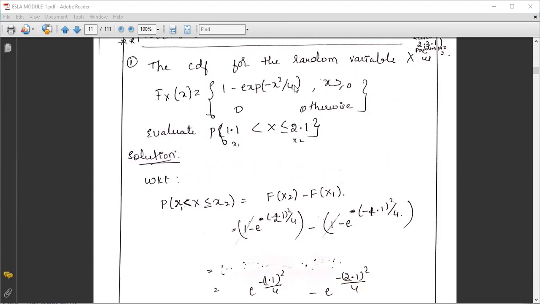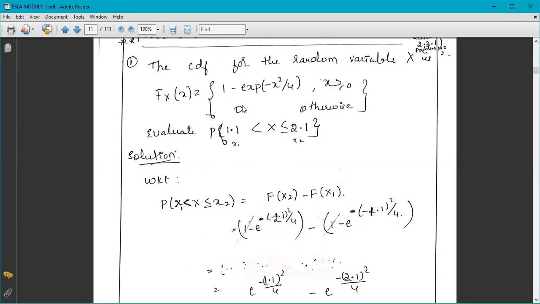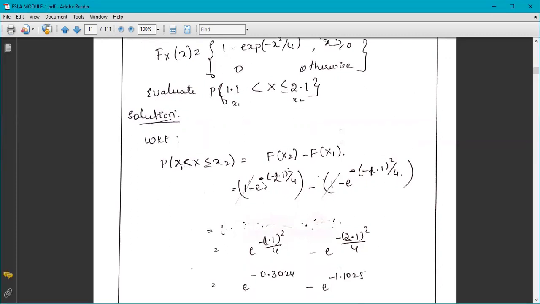F of x1 means we use the given formula, because x1 is greater than or equal to 0. Therefore, x1 in this problem is 1.1, so we are substituting 1.1 in place of x. Then we get 1 minus e power minus 1.1 whole square by 4, because F of x with respect to the random variable x is given by this function.